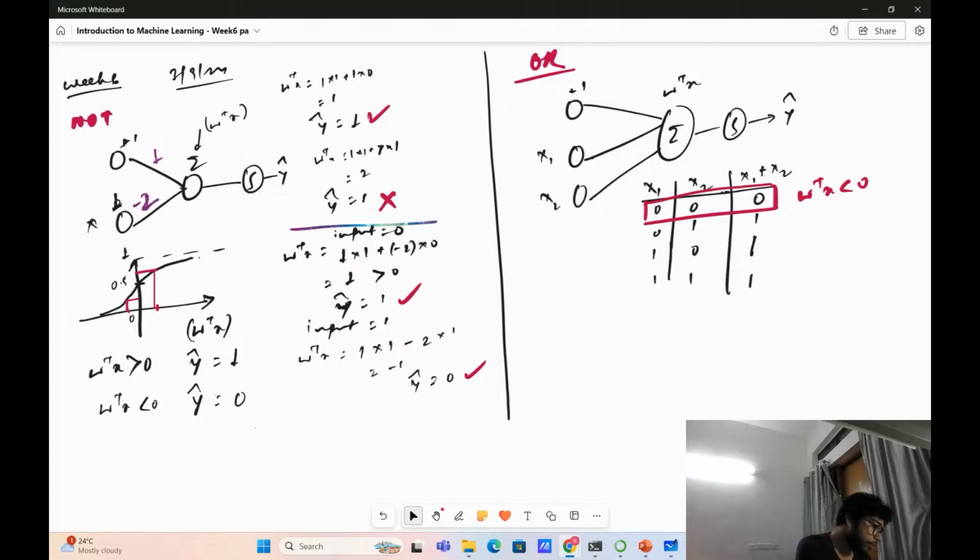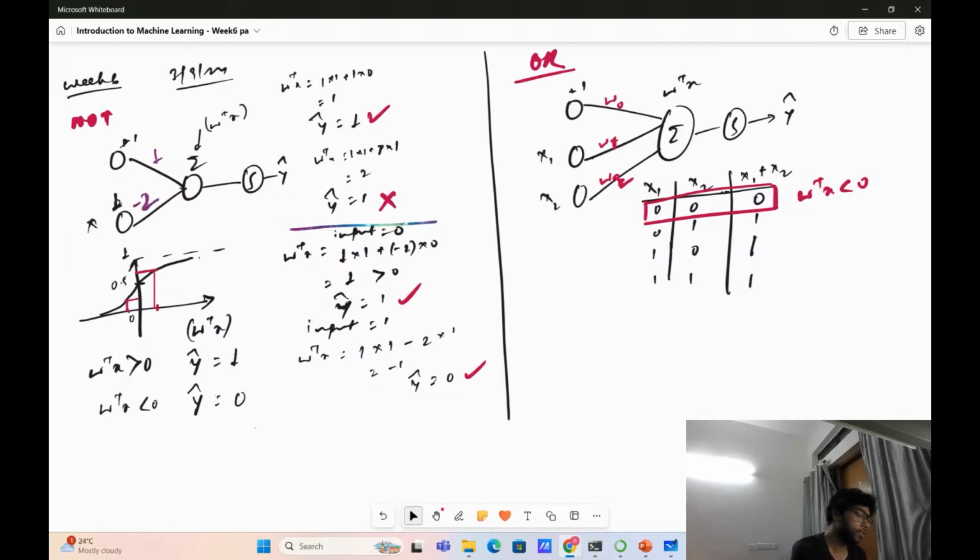So if both are 0, you see that these weights, W1 and W2. Let's call this W0. Sorry, W0, W1, W2. These are my three weights. If both are 0, you see that W1 into 0 and W2 into 0 will be 0 completely. We don't need to worry about those.